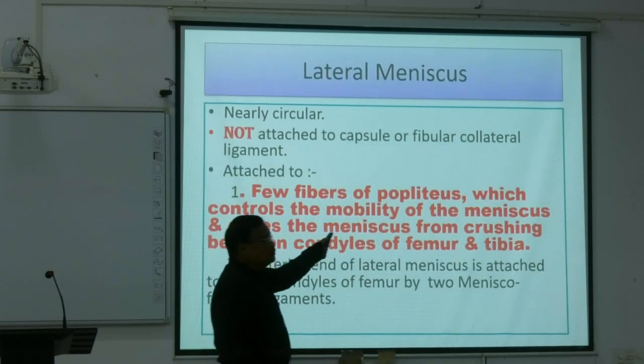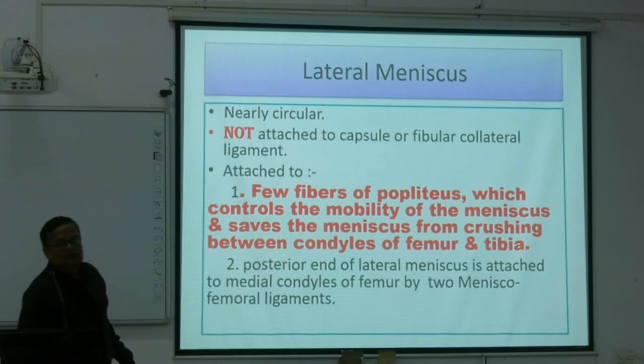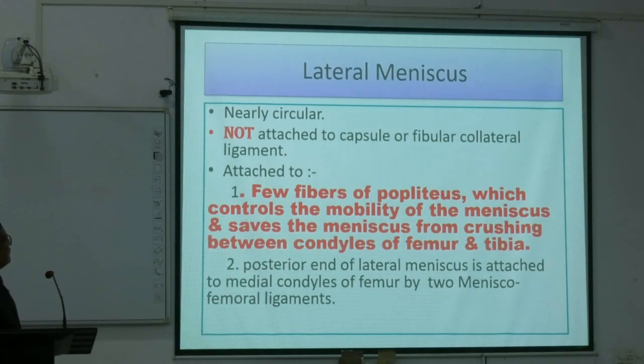ফিউ দেখো তার জন্য লাল দিয়ে এঁকেছি। Few fibers of the popliteus which controls the mobility of the meniscus and saves the meniscus from the crushing between condyles on the femur, lateral meniscus. This red line is very, very important.